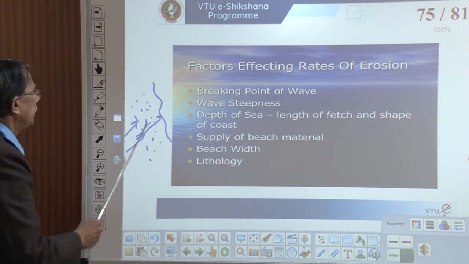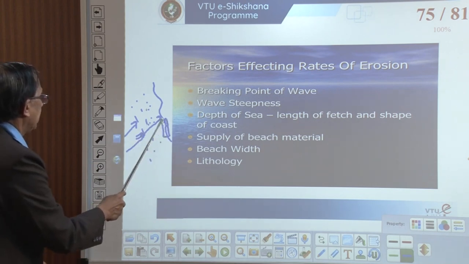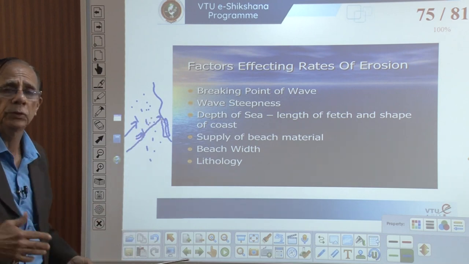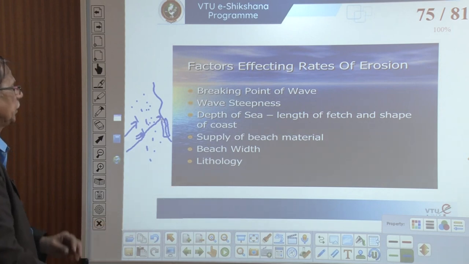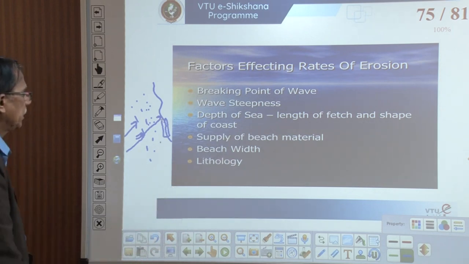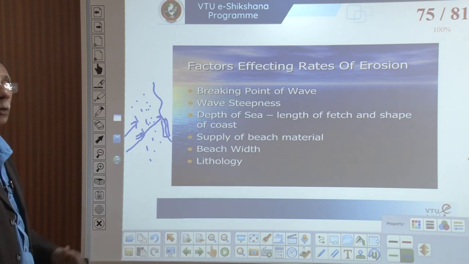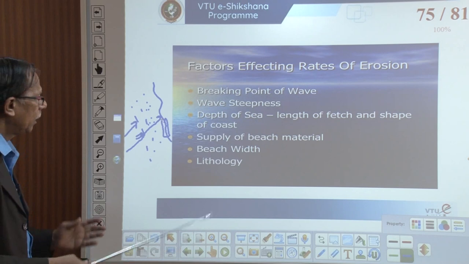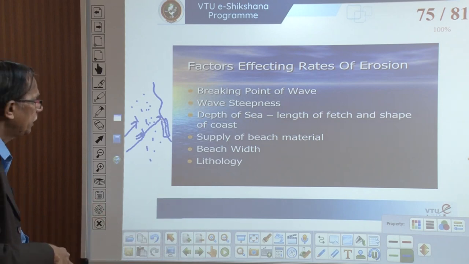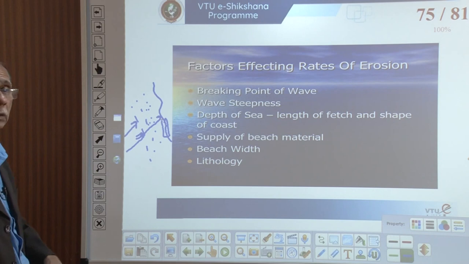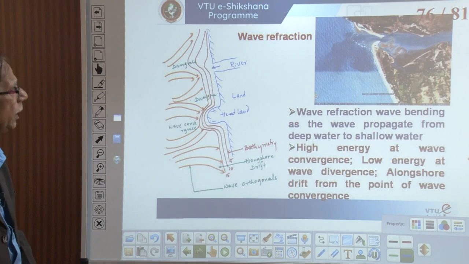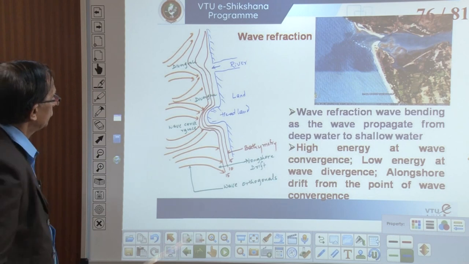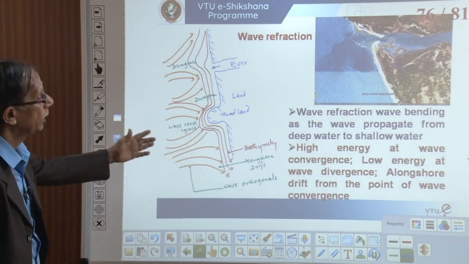And supply of beach material: if there is no sand, erosion takes place. If there is enough sand, erosion stops. How? We will shortly discuss. Supply of beach material, then beach width, a longer, wider beach or a shorter, narrow beach. What are the rocks along the coast? All these determine the shoreline erosion, coastal erosion. Now, I give an example. I have also discussed it. So, now several cases I present.